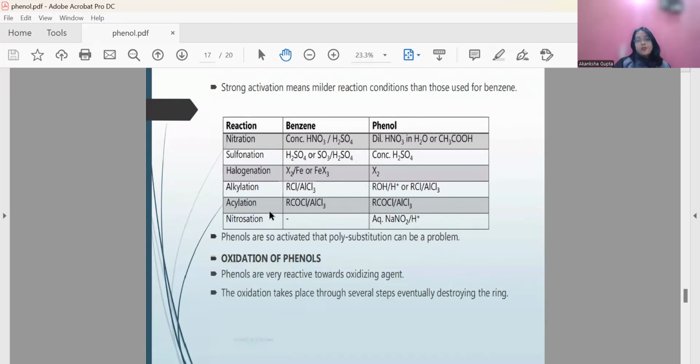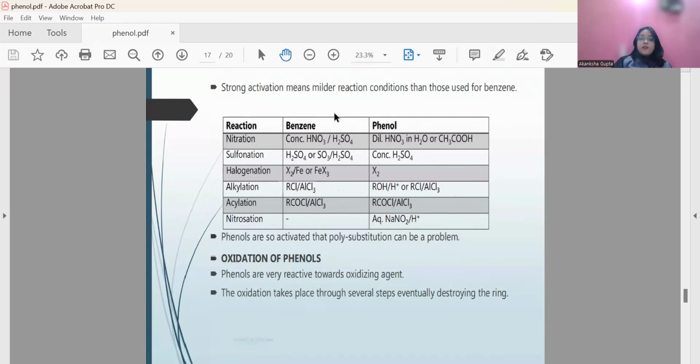In the alkylation reaction of benzene, we use any haloalkane with a Lewis acid. The Lewis acid is important, so here we use anhydrous aluminum chloride. In case of phenol, we can use RCl and AlCl3 also, but we can also do alkylation with the help of ROH and H plus in an acidic medium. Then in the acylation reaction of benzene, we again use a Lewis acid, anhydrous aluminum chloride, and react it with RCOCl, the acyl chloride. In case of phenol, it is again the same reagent.